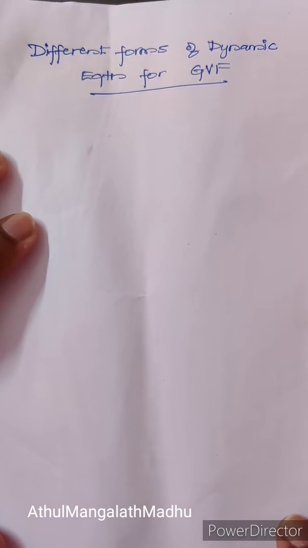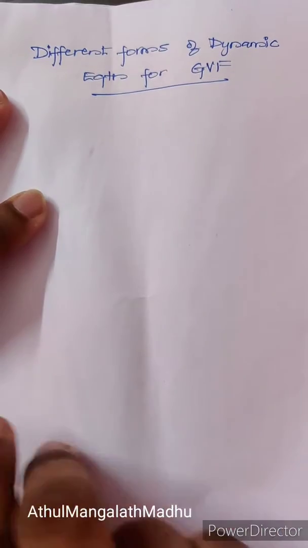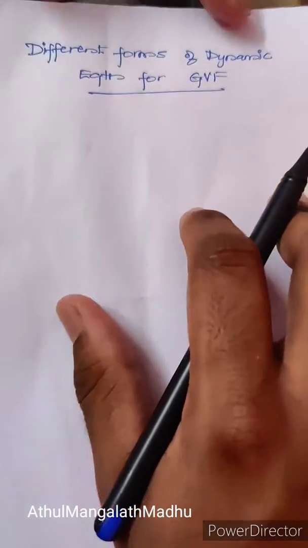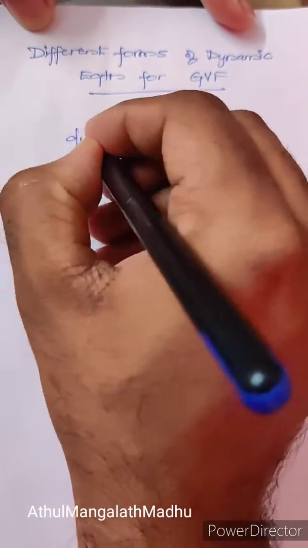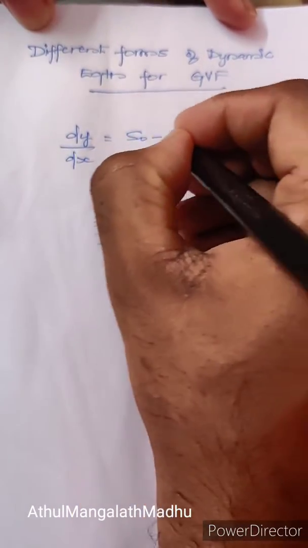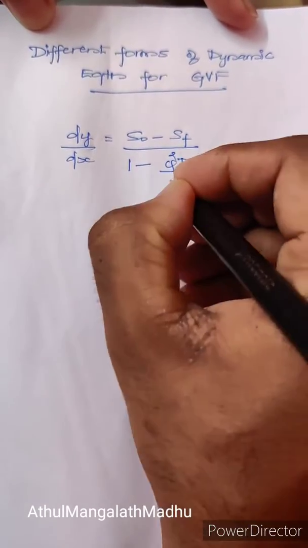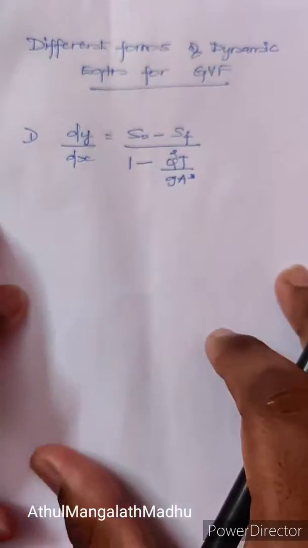We need to learn what the different forms are in which the dynamic equation for gradually varied flow can be written. One equation we have already derived. The general equation is dy by dx is equal to (S naught minus Sf) divided by (1 minus Q square T by g A cubed). So this is the first and the general equation, which we have already seen.